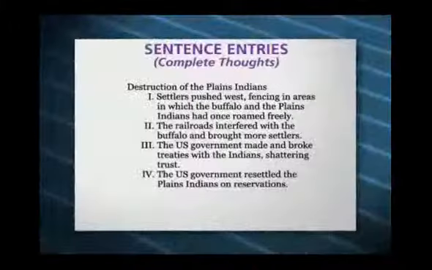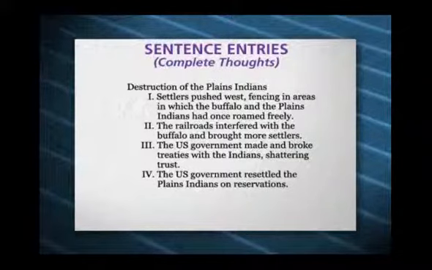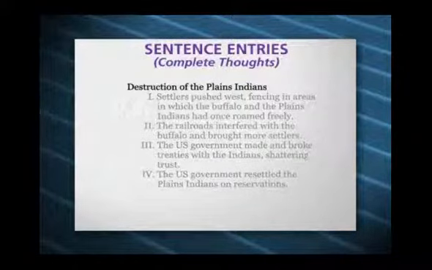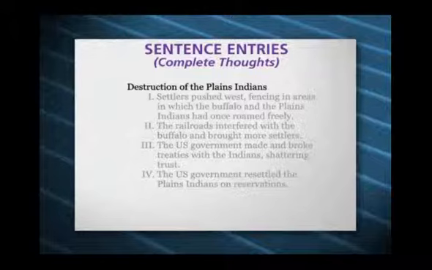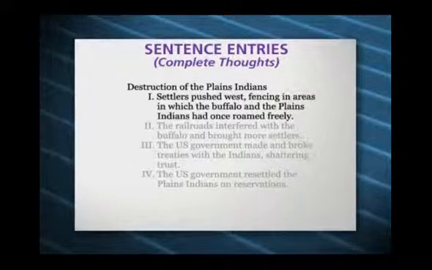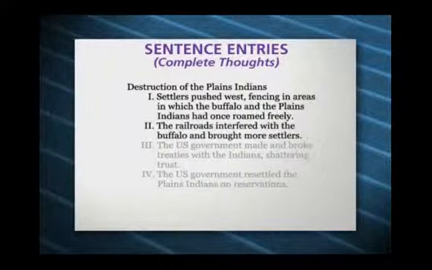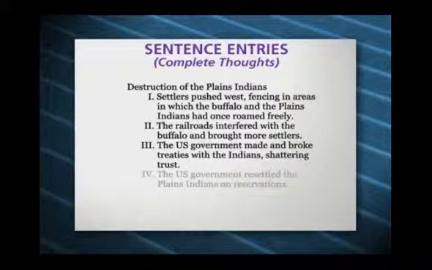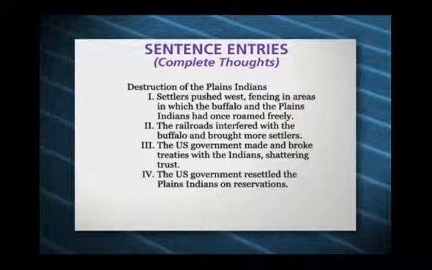Then I have sentence entries. In this instance, I'm writing complete thoughts for each main idea. My title is Destruction of the Plains Indians. Main idea: settlers pushed west, fencing in areas in which the buffalo and the Plains Indians had once roamed freely. Second main idea: the railroads interfered with the buffalo and brought more settlers. Third main idea: the U.S. government made and broke treaties with the Indians, shattering trust. And the last main idea: the U.S. government resettled the Plains Indians on reservations.